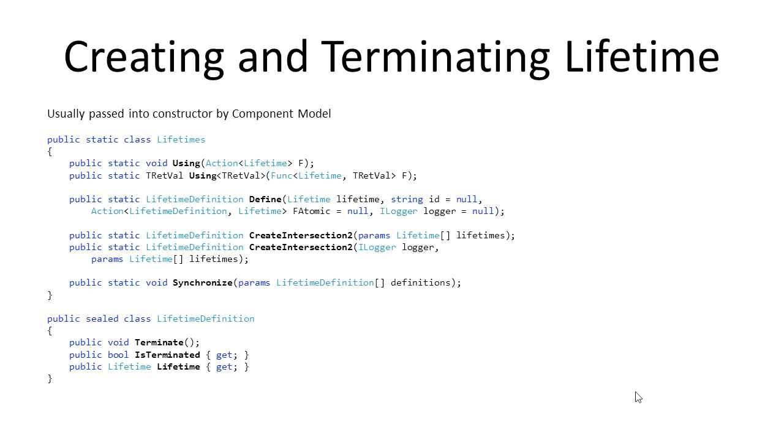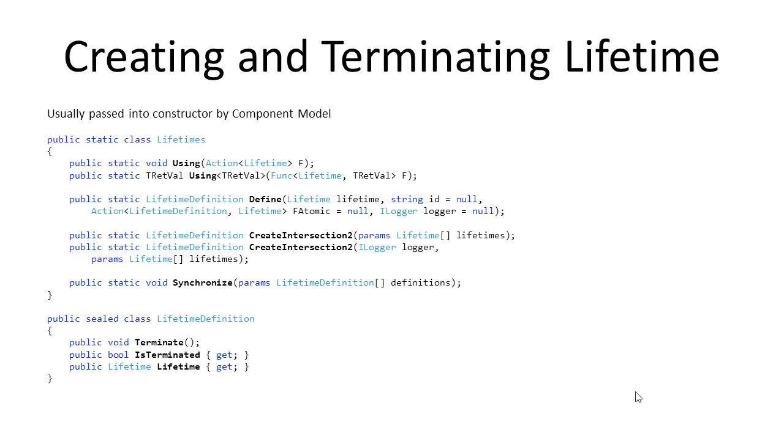Okay, so how do you create a lifetime? The easiest way is to not have to create it and get one passed into you on the constructor of the component model. But if you do need to, you can use the lifetimes class to create one. You can have a tightly scoped lifetime with the using method. These are static methods. You just call using, you pass in the action. The action takes in the newly created lifetime. You do some work with it. When your action finishes, the lifetime is terminated. Any callbacks that are registered are called, and they get removed.